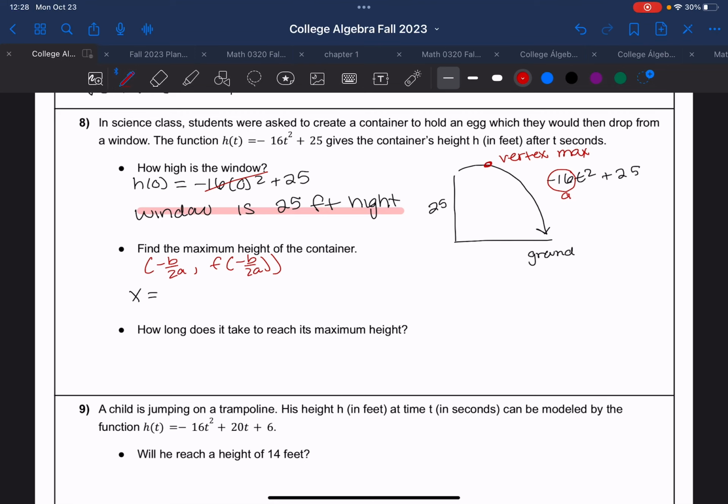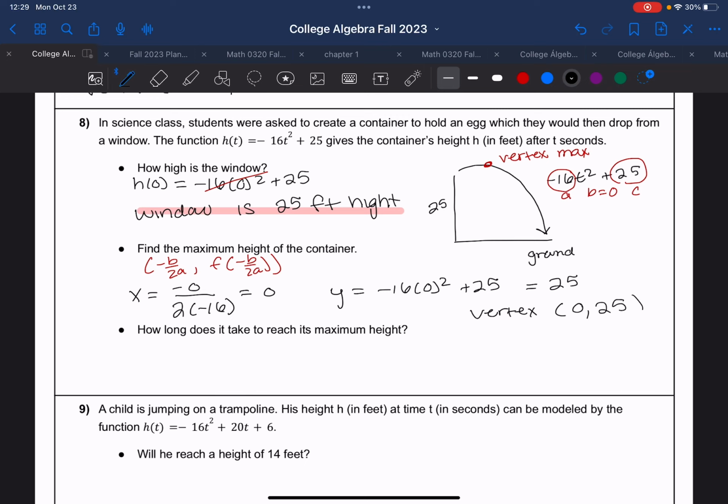So going back to our formula, we have x is equal to negative b, so negative 0, over 2 times a, 2 times negative 16. Okay. Remember that 0 divided by anything is 0, so our x value is 0. We're going to plug in that 0 into our function to find our y value. And notice that we did that in the first question here. So again, I'm going to have y is equal to negative 16 times 0 squared plus 25, which is going to give me 25. Meaning that the vertex is at 0, 25.